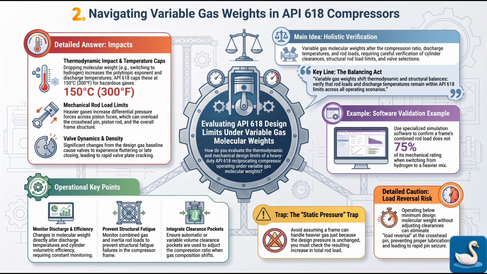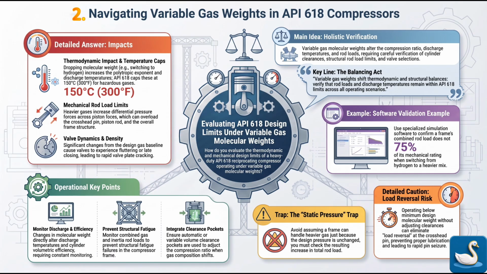Excellent. Now, I want to pressure test the lower limits of this variable molecular weight scenario. We've discussed what happens when the gas gets too heavy, causing structural overload, or when it gets too hot from being too light. What is the operational caution when operating a reciprocating compressor below its minimum design gas molecular weight? The caution here involves the fundamental lubrication mechanics of the running gear. Okay, walk me through it.